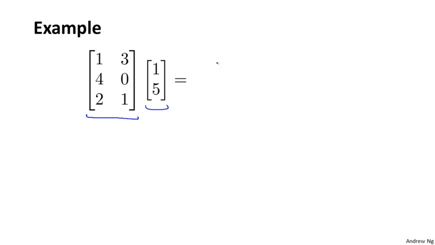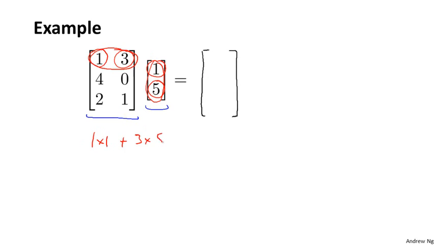Let me just work through this example, and then we will step back and look at what the steps were. It turns out the result of this multiplication process is going to be itself a vector. To get the first element of this vector, I'm going to take these two numbers and multiply them with the first row of the matrix and add up the corresponding numbers. I'm going to take 1 multiplied by 1 and take 3 and multiply by 5. That's 1 plus 15, so that gives me 16. I'm going to write 16 here.